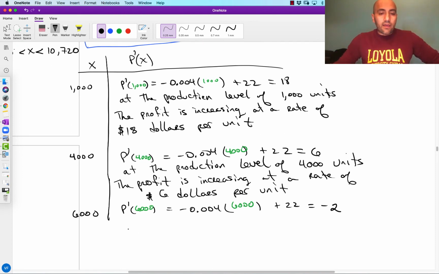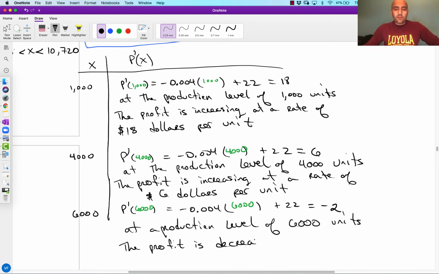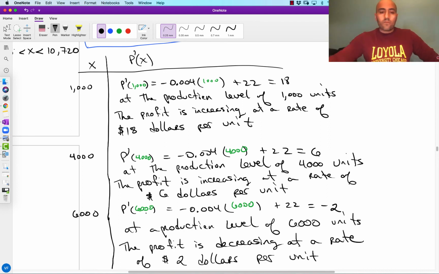And finally, at a production level of 6,000 units, the profit is decreasing at a rate of $2 per unit. So now you're in the wrong direction. Making more units is actually decreasing your profit. If that's all you're interested in, the profit, you might want to stop making more units, right? You'd be better off if you stop making more units because your profit is on its way down. It's decreasing at a rate of $2 per unit at this production level of 6,000.